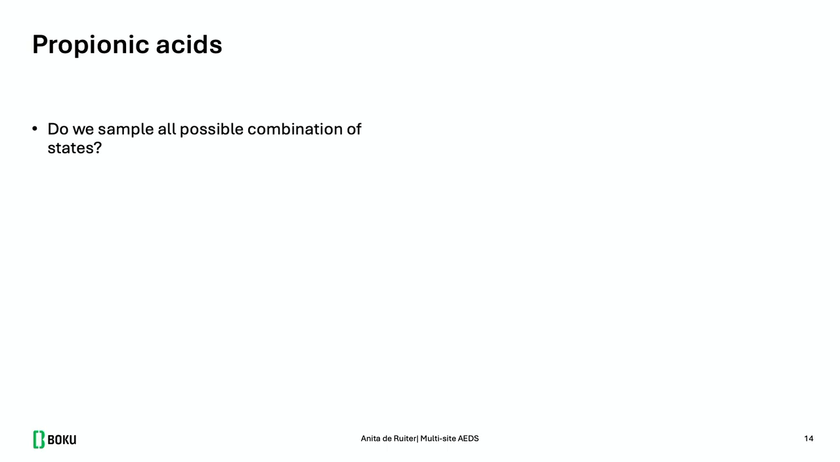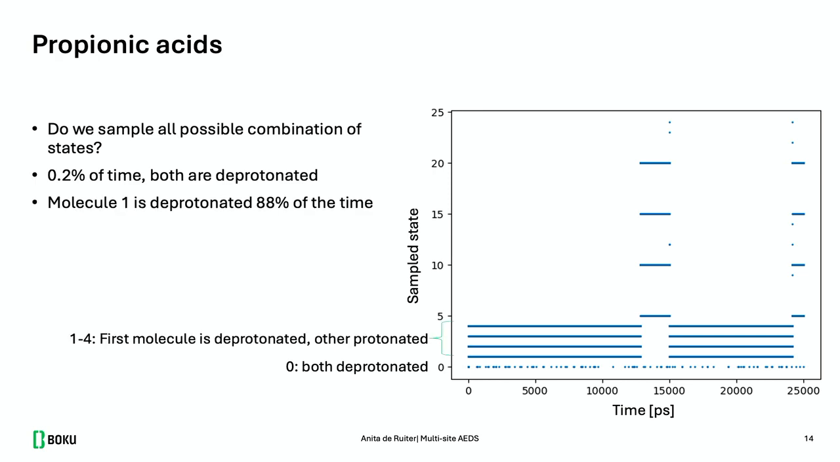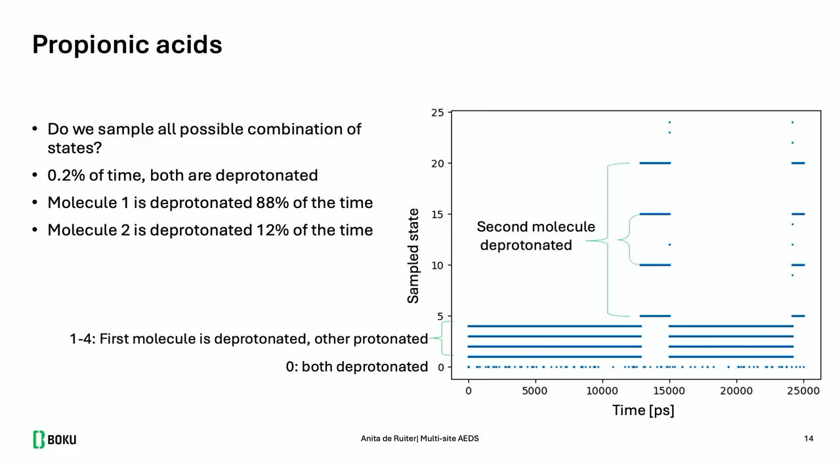So do we sample all the combinations of states? No, we don't, actually. But what we do see, this bottom one here is when both molecules are deprotonated, so it's not very favorable. What we see is that the first molecule is deprotonated 88% of the time, and the other one is then protonated at one of these. It's not so often that the second molecule is actually deprotonated. That's only 12% of the time. But when it is deprotonated, then the first one is protonated.